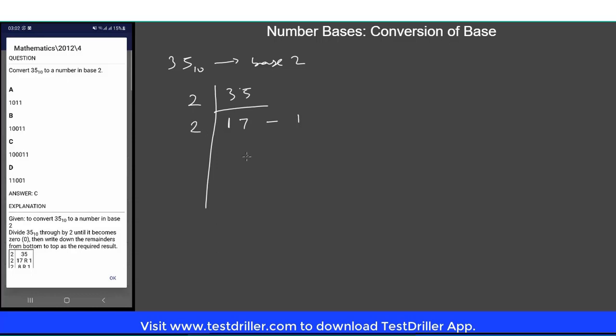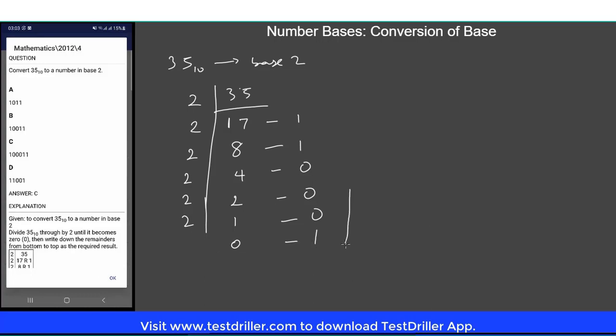Then 2 is 17. In how many 2 can you find 17? That is 8, which is 16. So the remainder here will be 1. 2 in 8, 4. In this case, there is no remainder. 2 in 4, that's 2. Remainder 0. 2 in 2, that's 1. Remainder 0. And finally, 2 in 1 is 0. We can't divide 1 by 2. So the remainder here is 1.